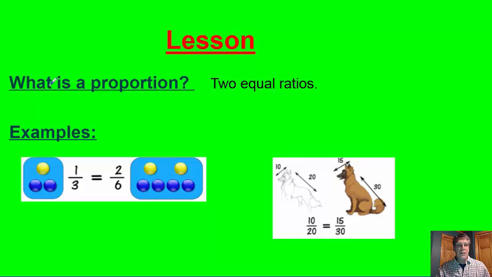All right, put this in your WSQ. Start, underline it. What is a proportion? Well, basically a proportion is two equal ratios. That's pretty simple. So I've got a couple examples for you.